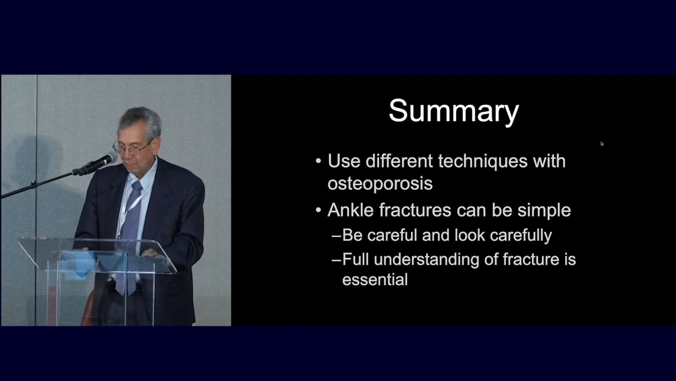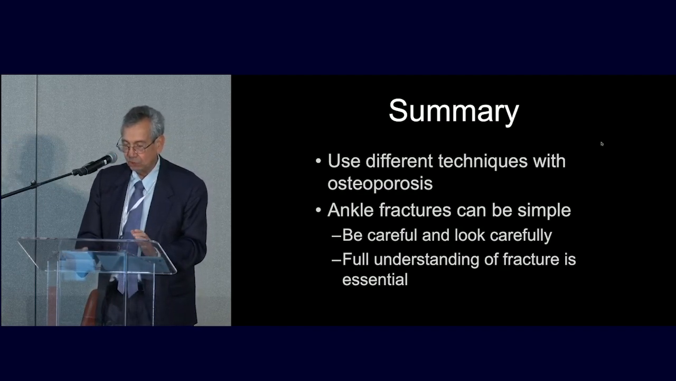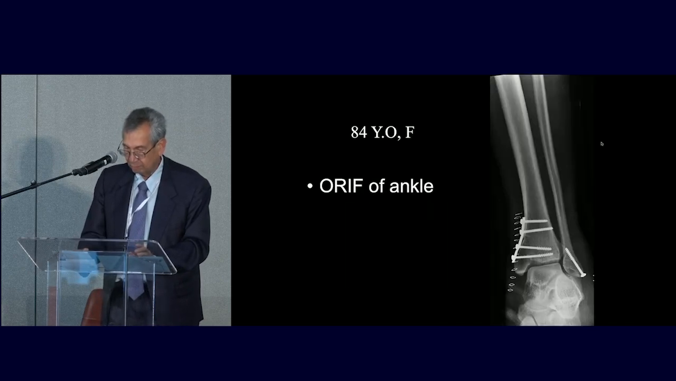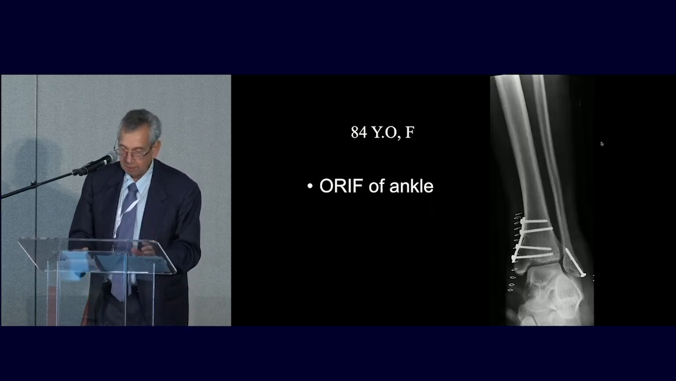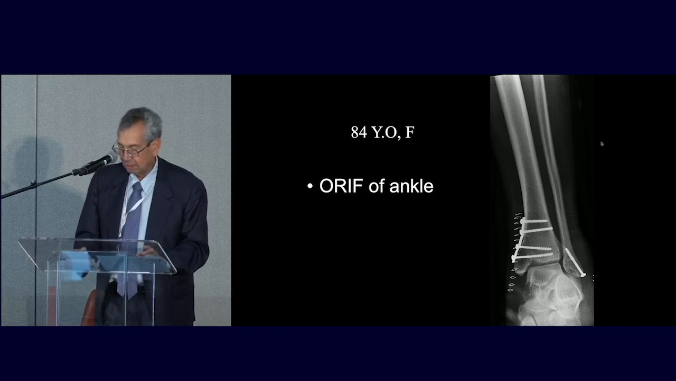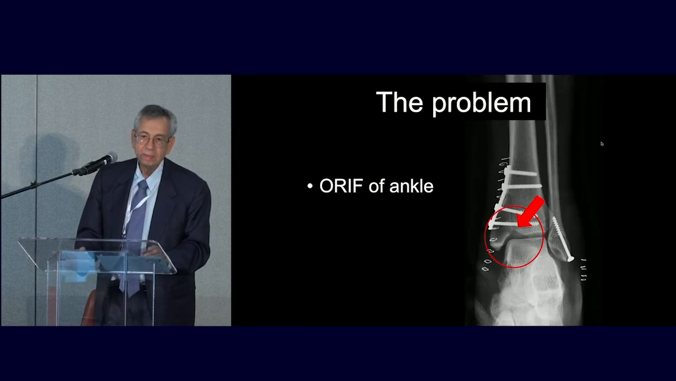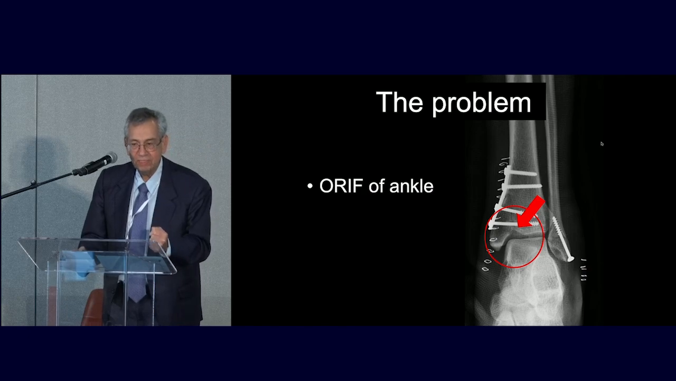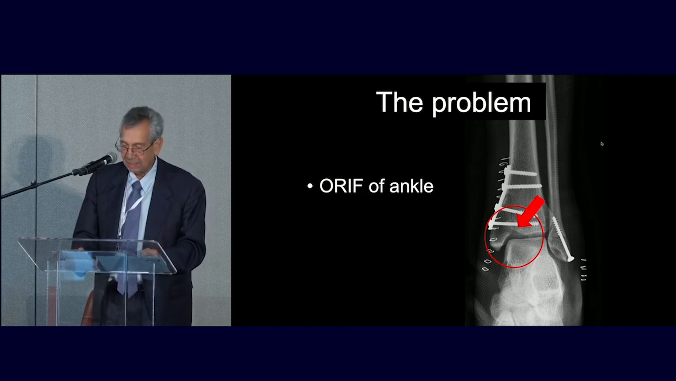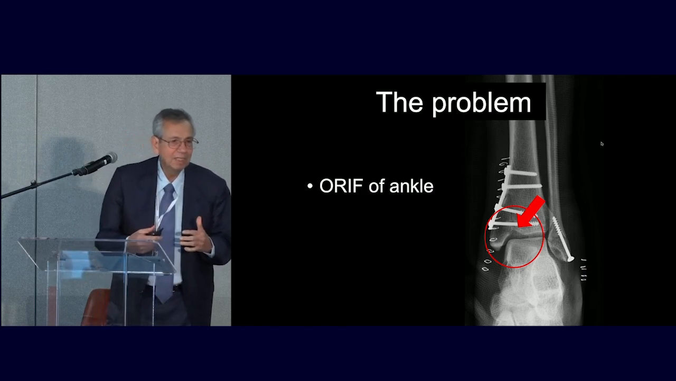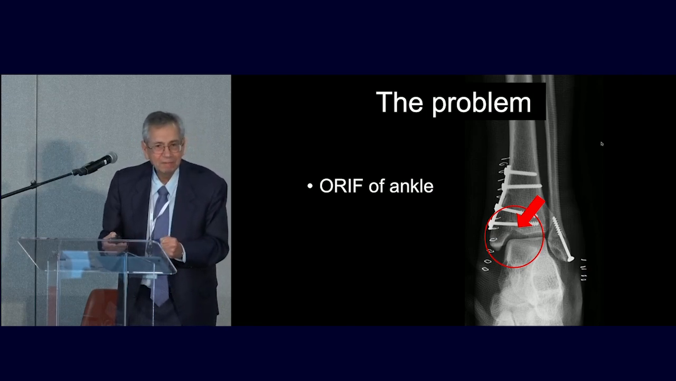In summary, use different techniques with osteoporosis. Ankle fractures can be simple. Be careful and look carefully. Full understanding of the fracture is essential. This is another case with weak fixation. This is the problem: there is very weak fixation, and in this case, how can you help me in order to have a better fixation?